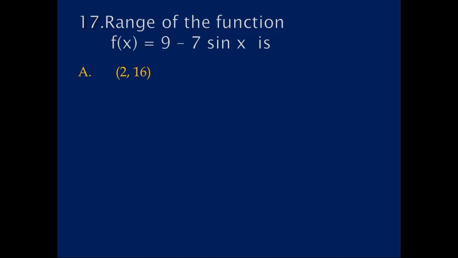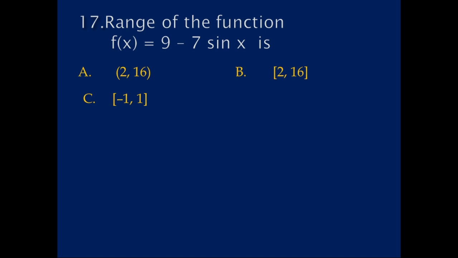First example: the range of the function f of x is equal to 9 minus 7 times sin x is. Option A, open interval 2 to 16. Option B, closed interval 2 to 16. Option C, closed interval minus 1 to plus 1. Option D, semi-closed interval 2 to 16.